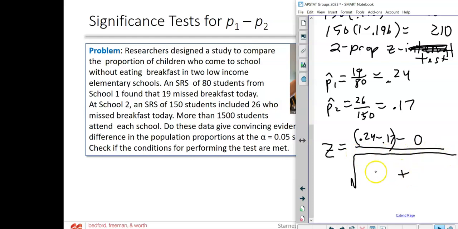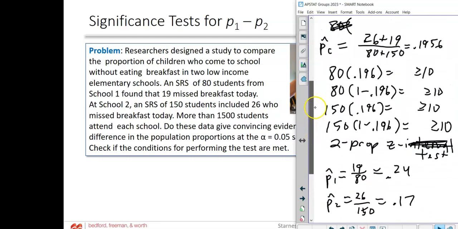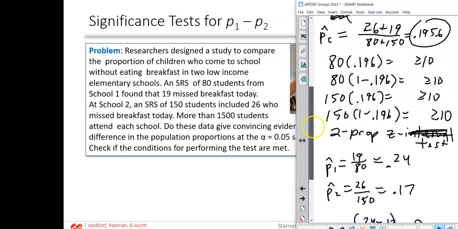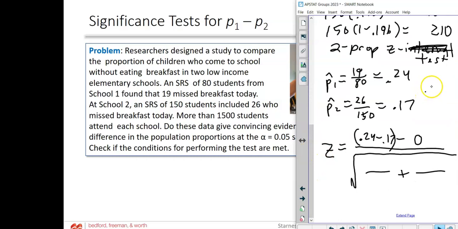So you're going to add, if you remember, it's like PQ over N, PQ over N. But again, just like for large counts, we have to use the pooled p hat here. So remember that common value, I think it was this guy, right? The p hat c, the common value is 0.1956. 0.1956 is p hat pooled or common p hat. We're going to use that in this standard deviation formula in the denominator. Well, z is the formula, but in the denominator is essentially standard deviation.